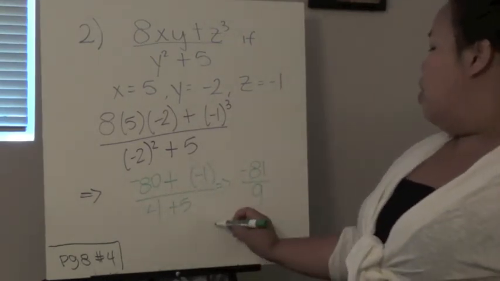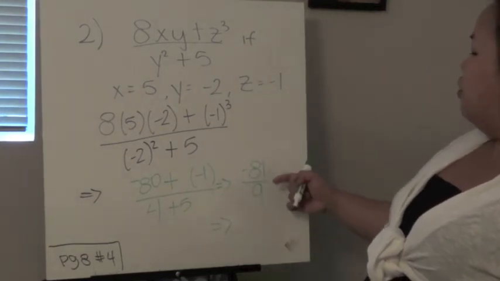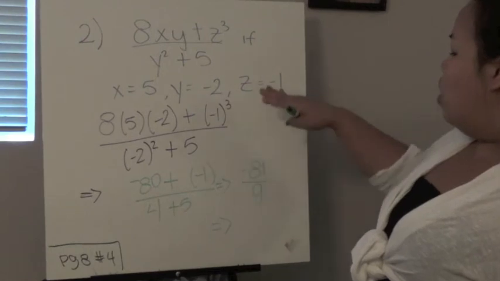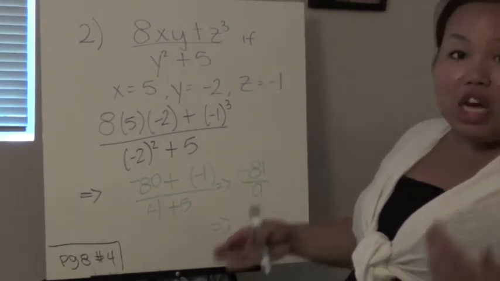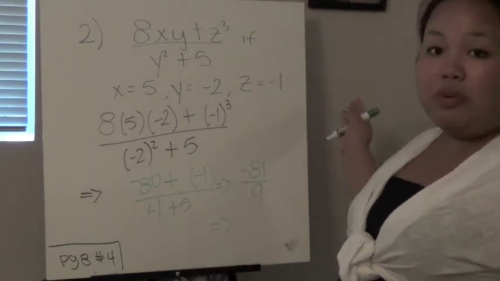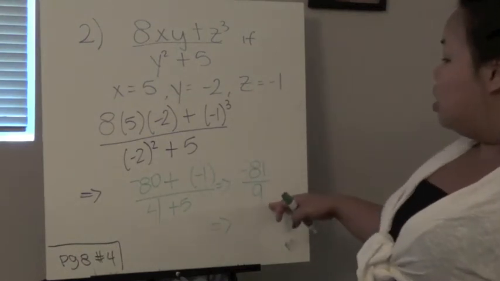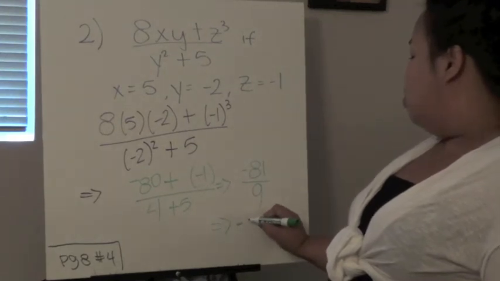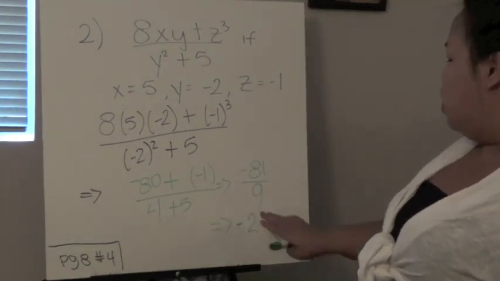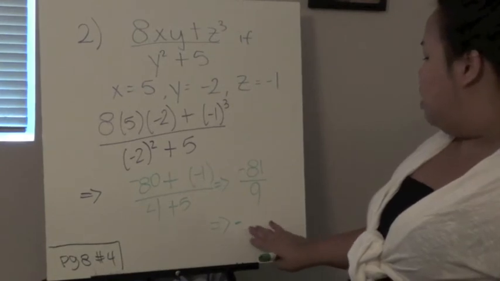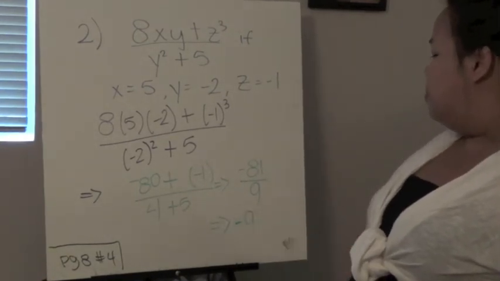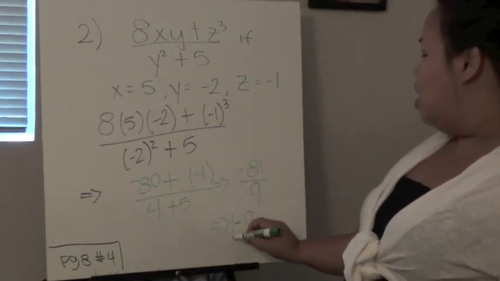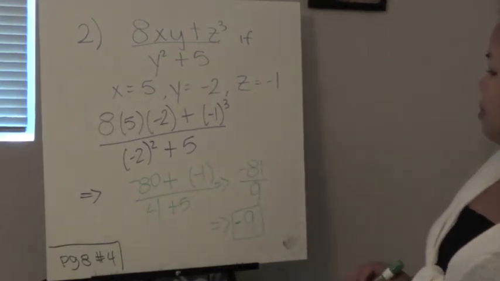Now our final step is to divide both of these. Okay? We bring the worlds together. Negative 81 divided by 9. If it's not a whole number, go ahead and just simplify it. But this should be a whole number, which is 9 times 9 is 81. Sorry. Okay, 81 divided by 9 is 9. With that negative would be negative 9. And again, we box it.